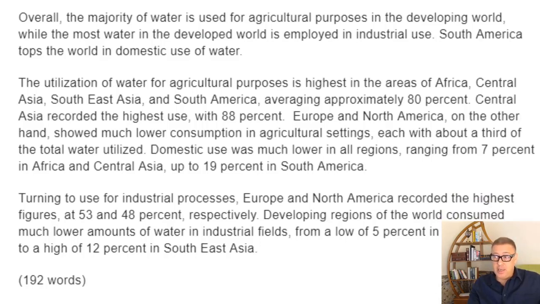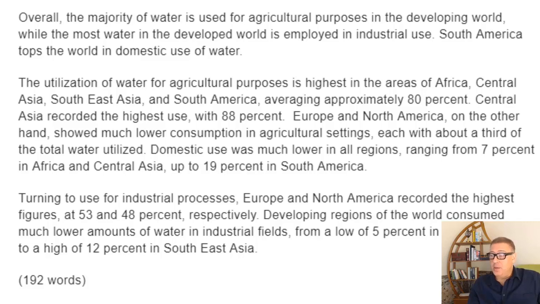Central Asia recorded the highest use with 88%. So again, noting highs and lows is also useful in a question like this. Europe and North America, on the other hand, showed much lower consumption in agricultural settings, each with about a third of the total water utilized. So again, 32 and 39, not exactly a third, about a third.